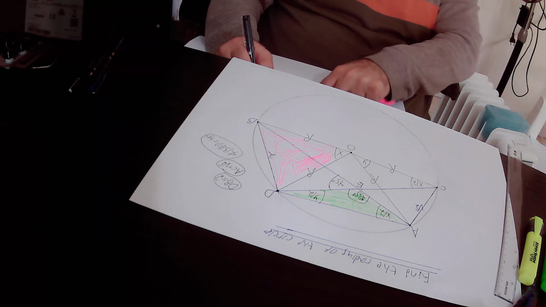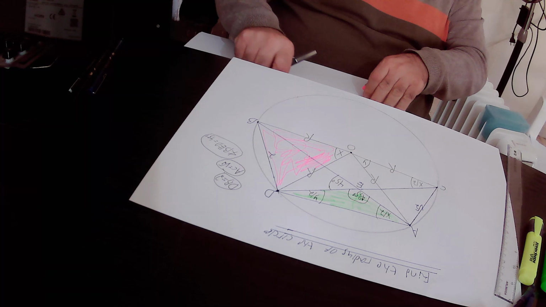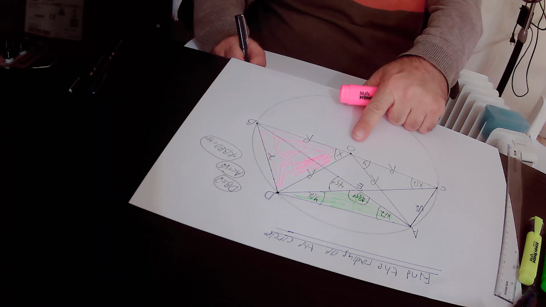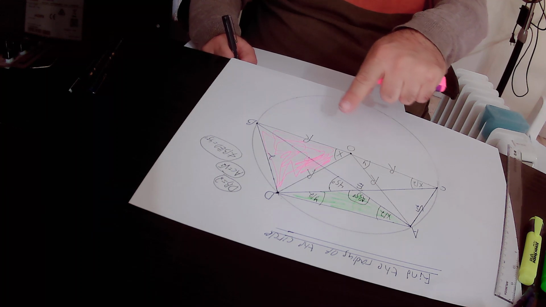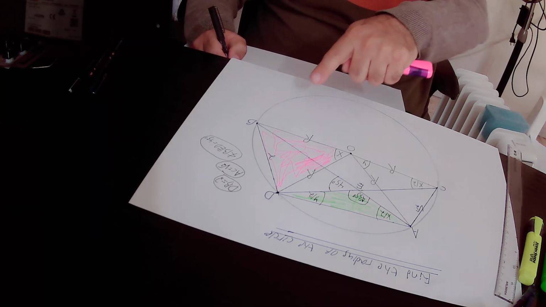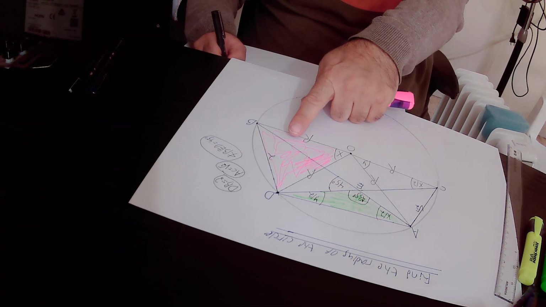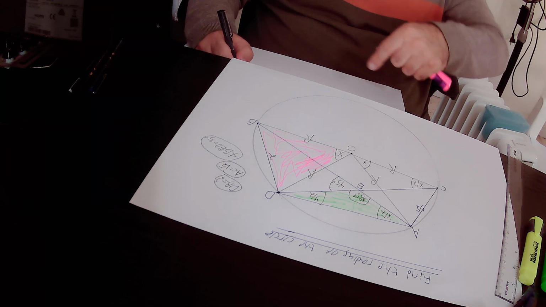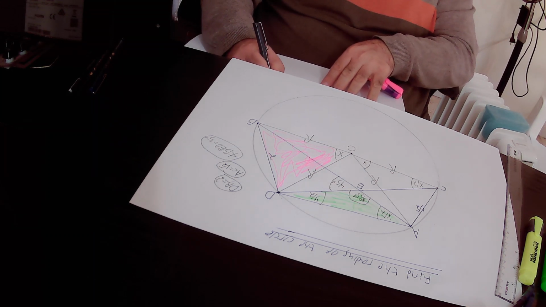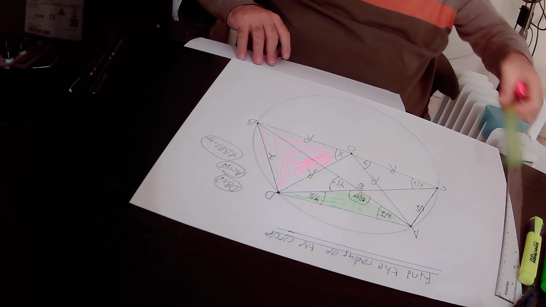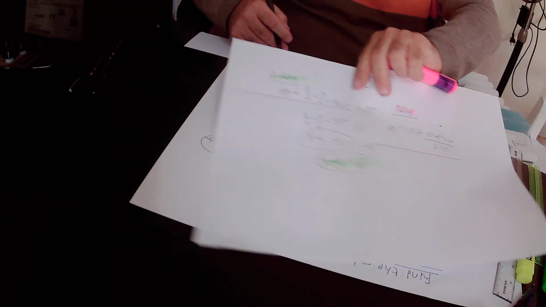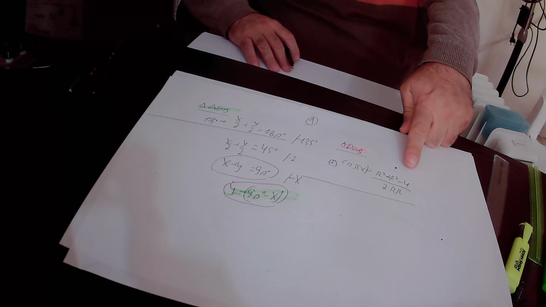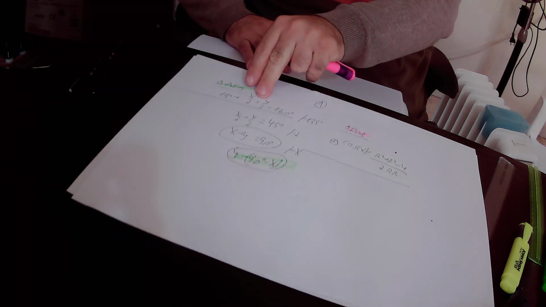According to the law of cosines, in the pink triangle, triangle DOB, cosine x equals r squared plus r squared minus 2 squared, that is 4, over 2 times r times r. This is equation number 1.